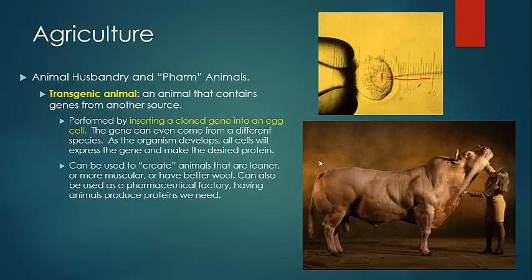But we can also do this to make animals pharmaceutical factories. We could do this in order to have the animal mass produce a protein that we're going to be looking to extract later on.